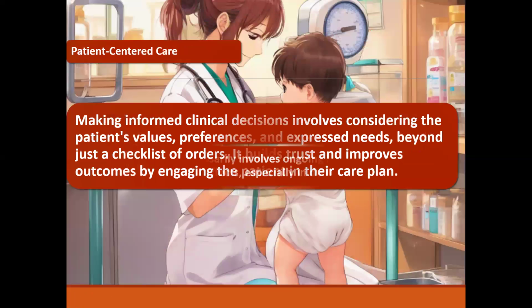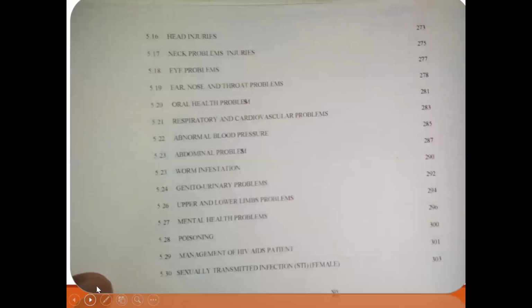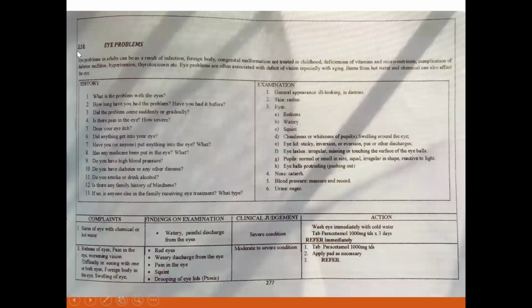Then eye problem. So look at this, this is the adult section and this is the eye problem. Look at what we're going to do. We're going to do 5.18, page 227. That's what we're going to use. Now, this 5.7 and page 227, this is where the problem is, and look at the history.